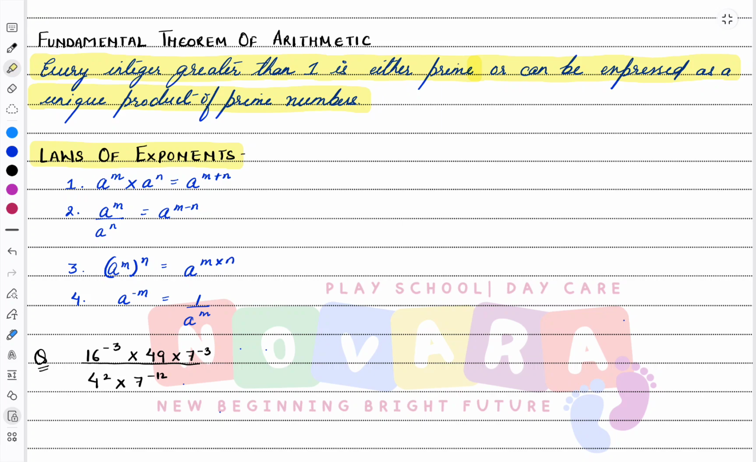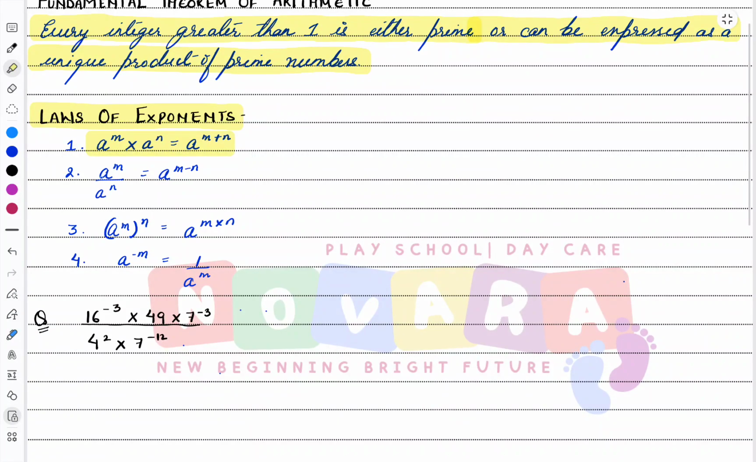The first law says a to the power m into a to the power n is equal to a to the power m plus n. This law is also called the product rule. Now the second is a to the power m upon a to the power n is equal to a to the power m minus n. This is the quotient rule.